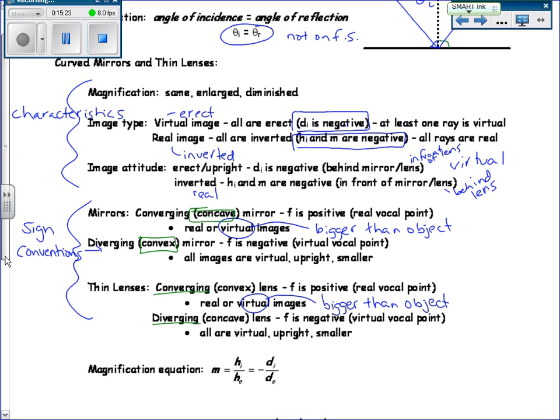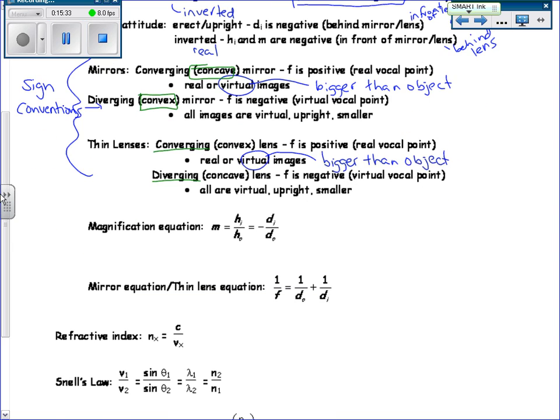Okay, so then there's the two equations used for curved mirrors and lenses, the magnification equation and the thin lens or the mirror equation. These are both on your formula sheet.